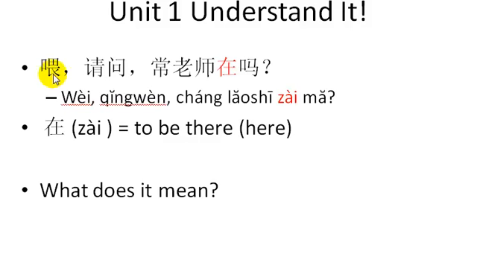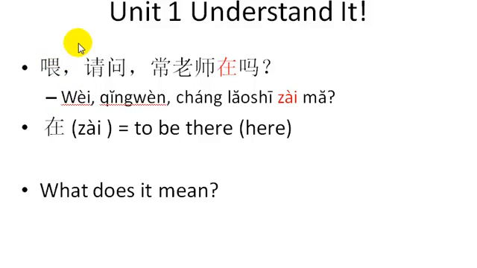So Leo responds as well with wei, 请问常老师在吗？ I believe you've seen everything here. 请问, you remember from lesson 1 in the textbook, the very first dialogue. And then 在, you know, means where. 在哪儿, you've learned as where. But 在 also means to be there or to be here. So think about what this might mean.